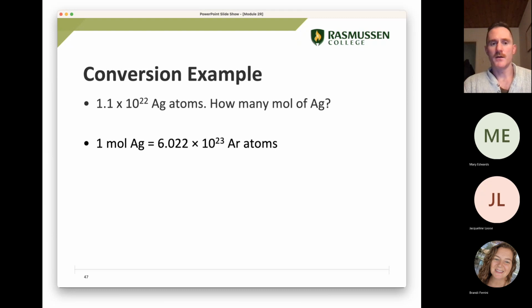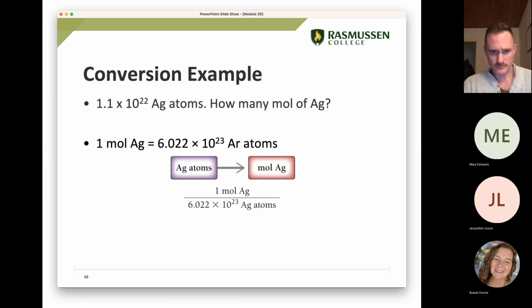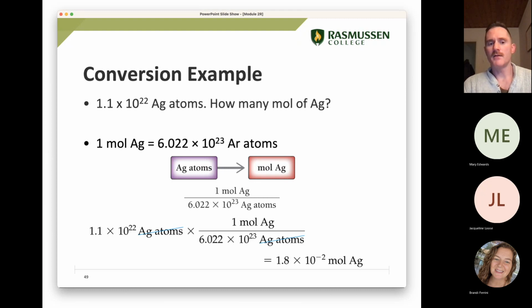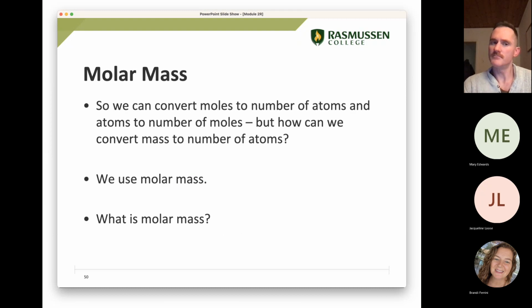Same way if you're going the other way, if you want to go from atoms to moles, then just flip your conversion factor and put Avogadro's number on the bottom. That way Avogadro's number cancels. The units cancel, silver atoms on top, silver atoms on bottom, and you're left with moles, which is what you want. So it's a very easy concept to work with, just a big number that confuses people.